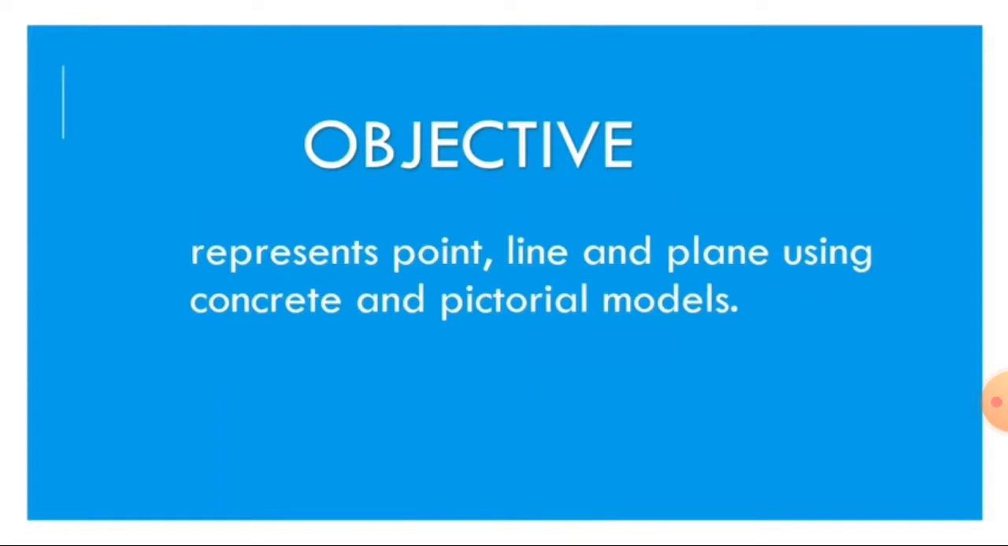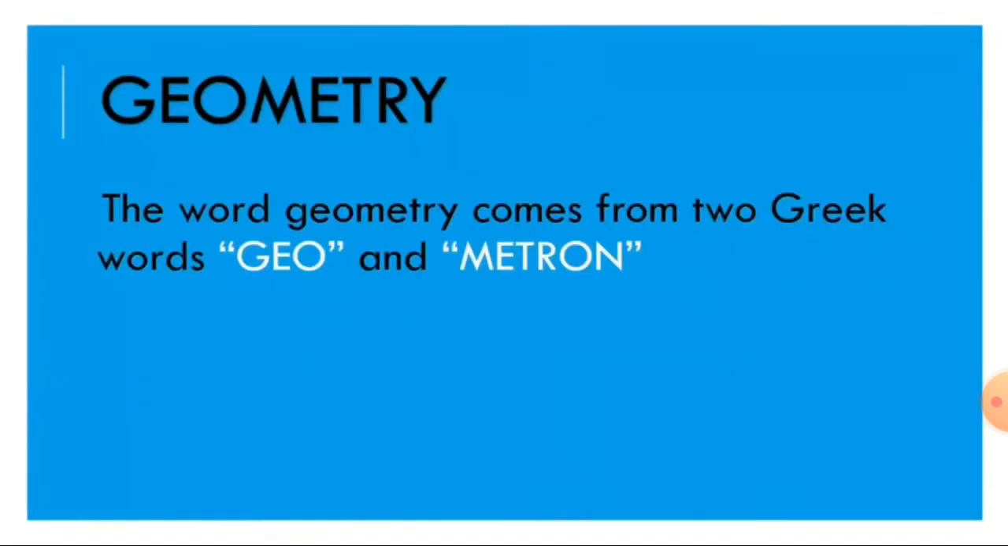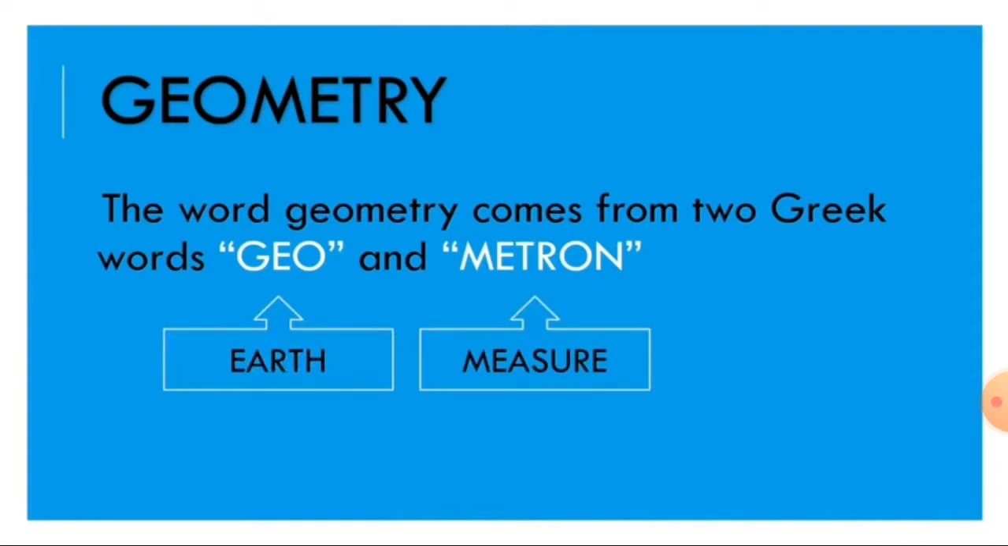A while ago, we mentioned that it's about geometry. So let us know what geometry is. The word geometry comes from two Greek words, geo and metron. Geo means earth, and metron means measure. Hence, when we talk of geometry, we will be working with the study of the earth measure, earth measurement, or earth measuring, somewhat like these features.